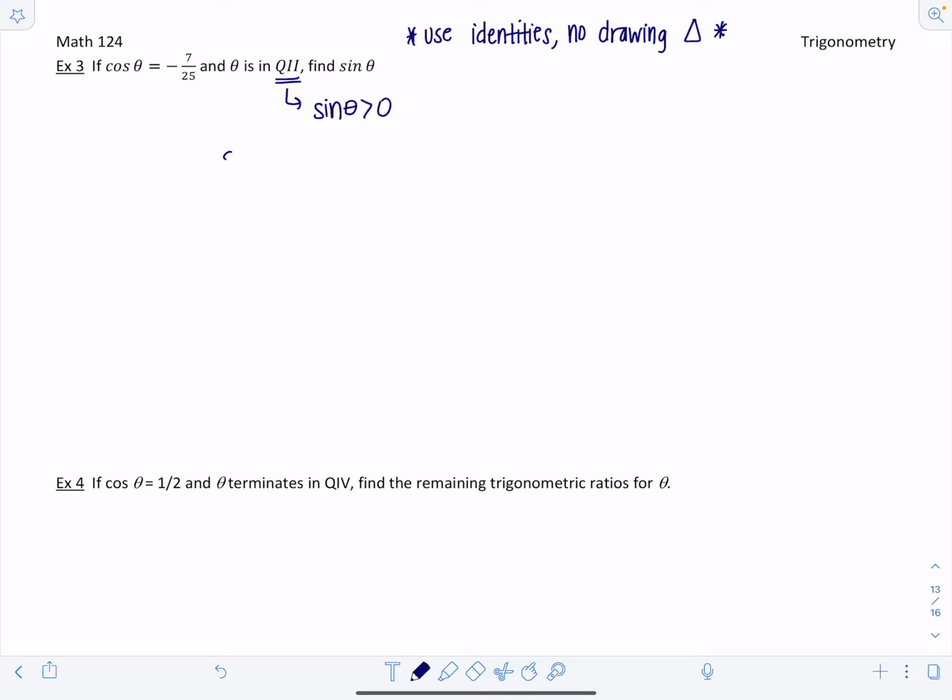Okay, so I'm going to start off using the fact that sine squared theta plus cosine squared theta equals 1. I'm using that identity. And I don't know what sine is, so I'm going to leave that there. Sine squared theta plus, they just told me cosine of theta is negative 7 over 25, so I have negative 7 over 25. I'm going to square that. That equals 1.